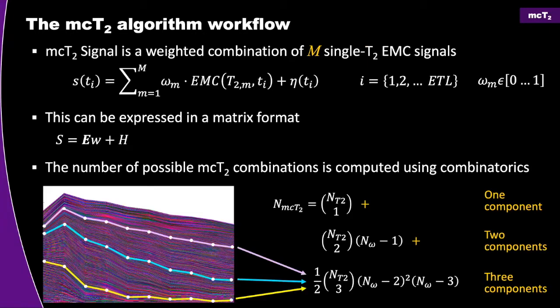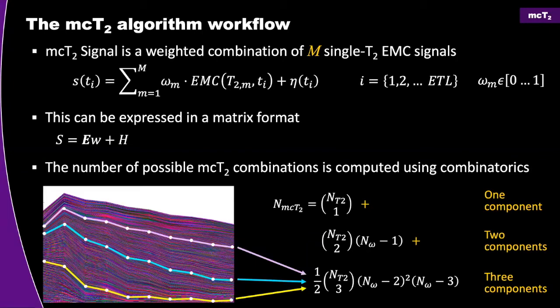I'll start first by describing the problem as the signal in time being equal to a sum of echo modulation curves, each one weighted differently. ETL is the echo train length, usually around 15 to 25 echoes. The weights are between 0 and 1. And we can express this problem in a matrix form. And as I told you, this matrix form is very, very ill-posed. We want to find what is W. We want to find what is the weight of every component. And this is very challenging computationally.